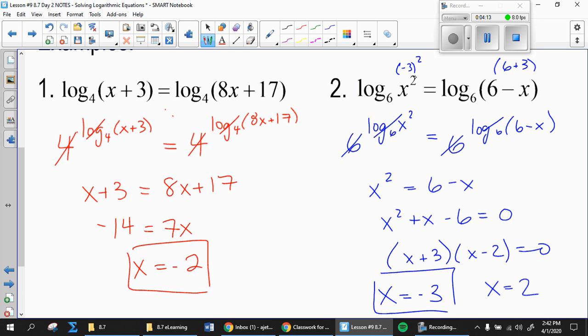Plug in 2, I get 2 squared is 4. 6 minus 2 is 4. Both of those answers work. So when you plug answers back in here, it's pretty simple. You don't have to work the whole thing out. You're basically just making sure that you don't get that negative or that 0 inside of the log.